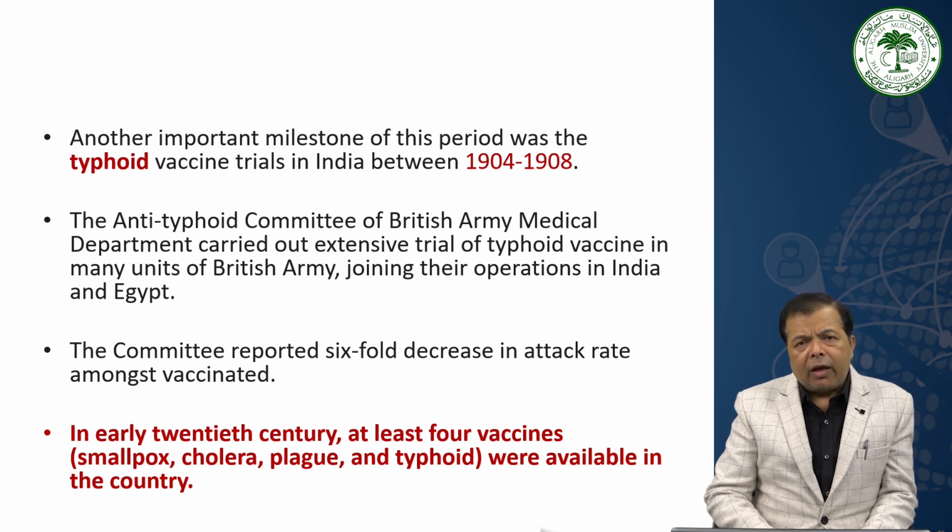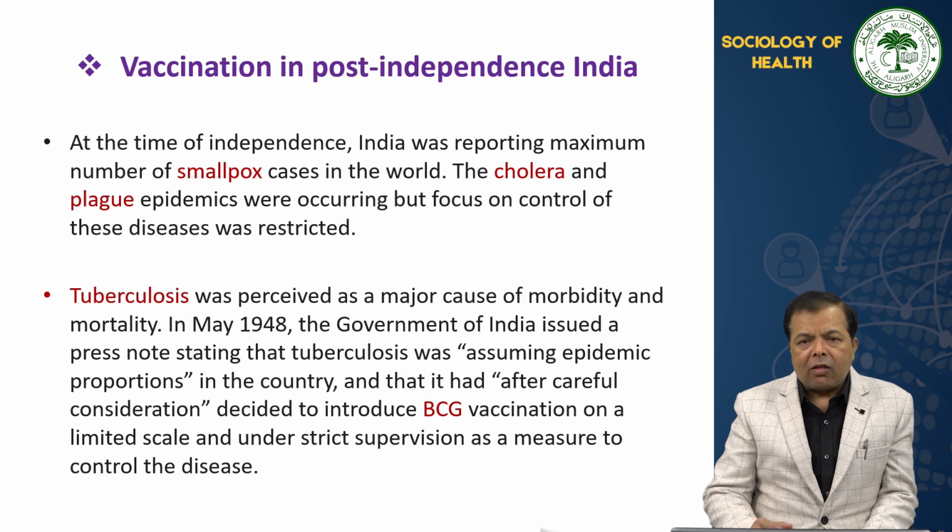So this way we can say that in the early 20th century, at least four vaccines, meant for smallpox, cholera, plague, and typhoid, were available in the country. So this was a big story in the pre-independence era, that India already had four important vaccines which were useful, instrumental in controlling the epidemic and pandemic. Now, the rest of the lecture is about the vaccination programs and policies in post-independence India.